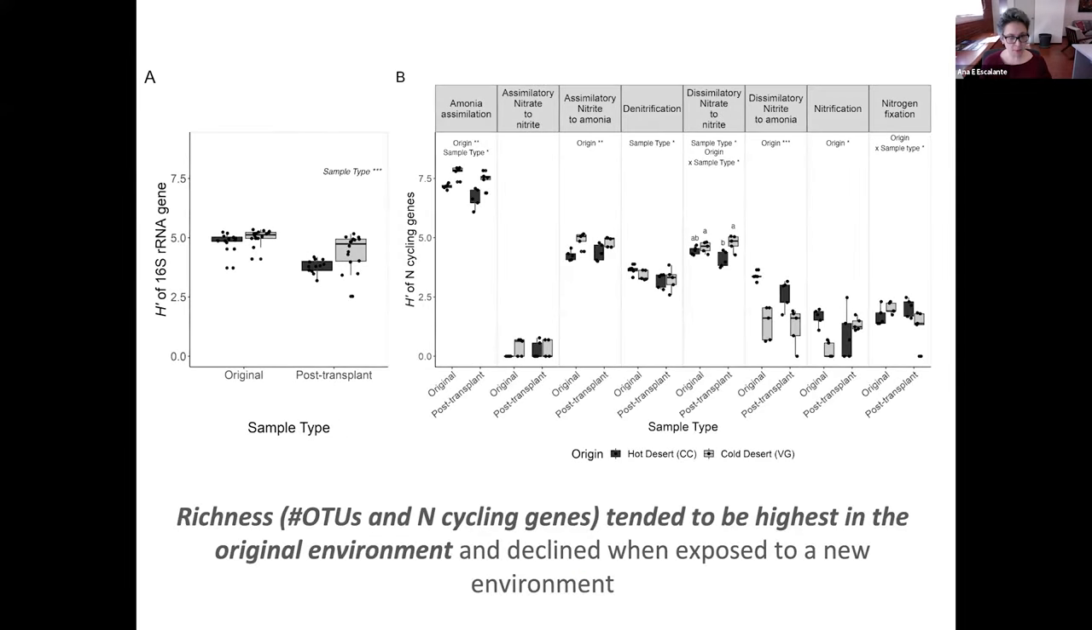Just very quickly to wrap this up, on the left is the 16S gene richness, and on the right are different nitrogen cycling pathways richness. In both cases, we compare the original and the post-transplant samples, and you can see that in most cases, well, for 16S, the diversity declines when the samples are transplanted in the reciprocal transplant experiment, as we expected from the legacy effect idea. And this is also true, not for all, but for many of the nitrogen cycling pathways.